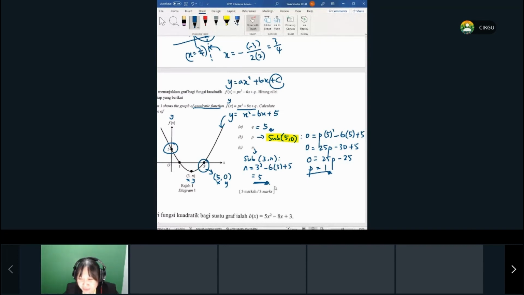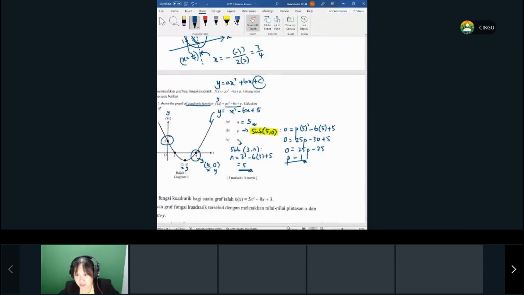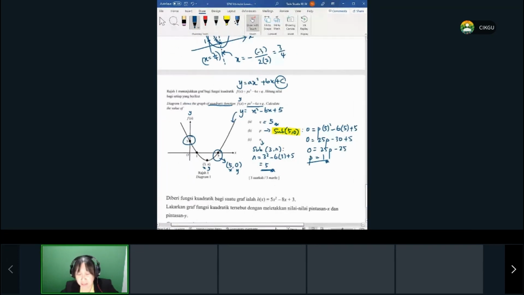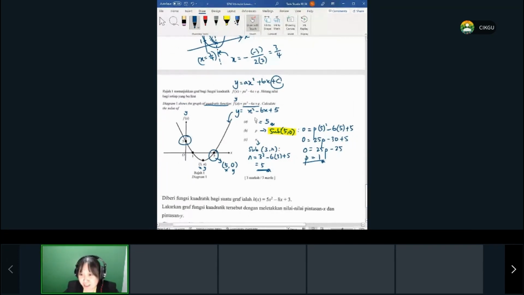Let's go. Substitution, I love substitution. Not the simultaneous substitution, but substitution of the points into functions, into equations. I love it.